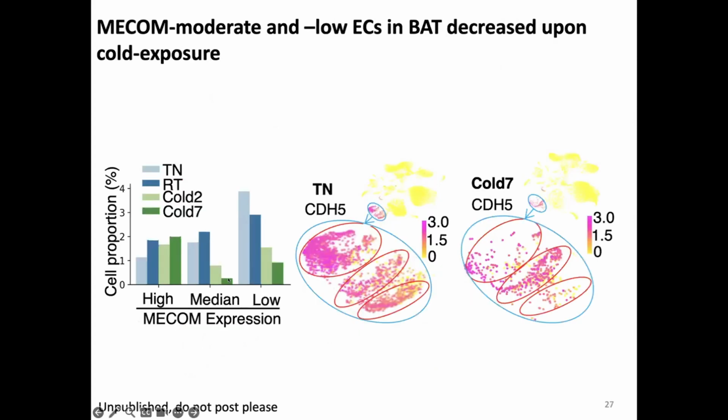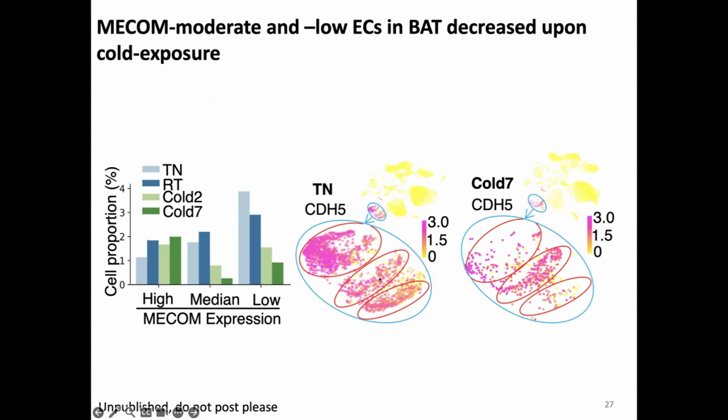So next, we analyzed the change in the under-senior populations upon the cold treatment of the mouse in the brown adipose tissues. Interestingly, we found that the under-senior cells with a high expression of MECON didn't show a big change of the population size, or even showed a little bit of increase upon the cold treatment. However, for the under-senior cells with median or lowest expression of MECON, the population size decreased gradually in response to the cold treatment. So this figure is even more clear.